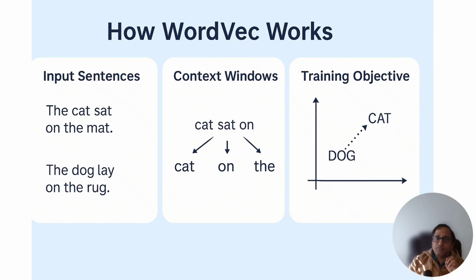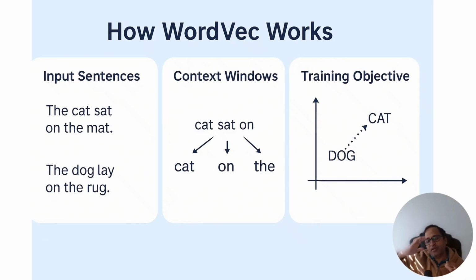So if cat often appears with mat, their vectors gradually move close together in the embedding space. Over time, training the model on millions of these tiny predictions causes the vectors to arrange themselves into a meaningful map where related words cluster together and unrelated ones drift apart. That is the magic of word2vec. It learns meaning purely from context, with no definitions, no grammar, and no supervision. Just patterns in how words co-occur, because you are exposing the model to millions of sentences.